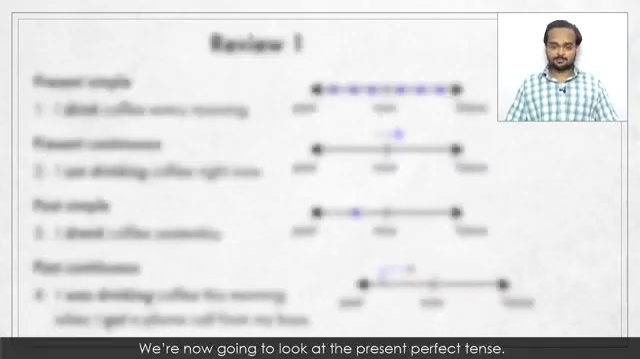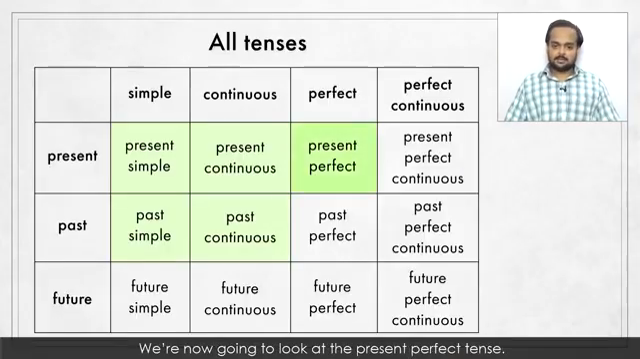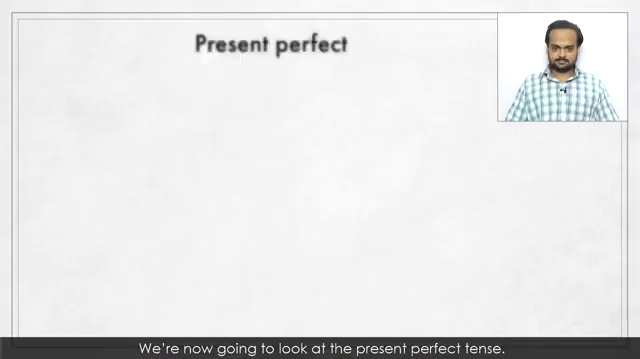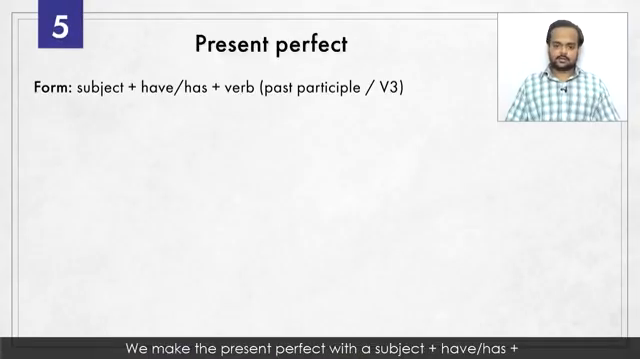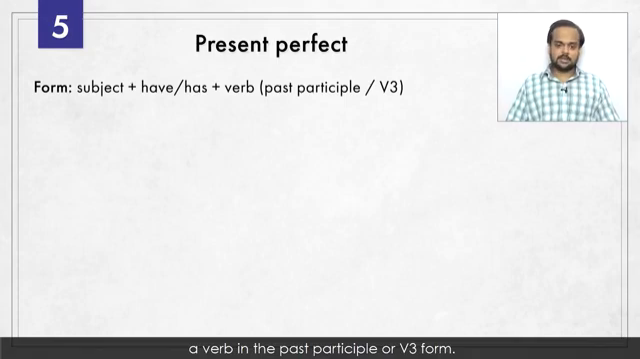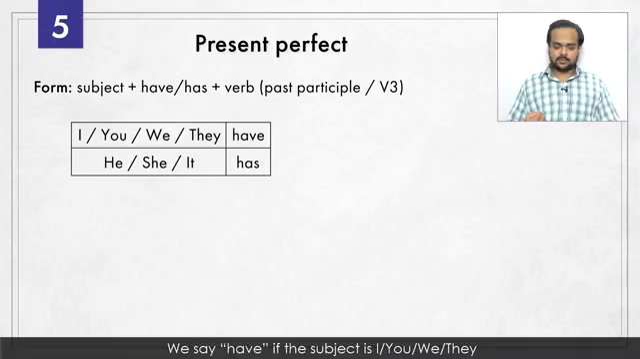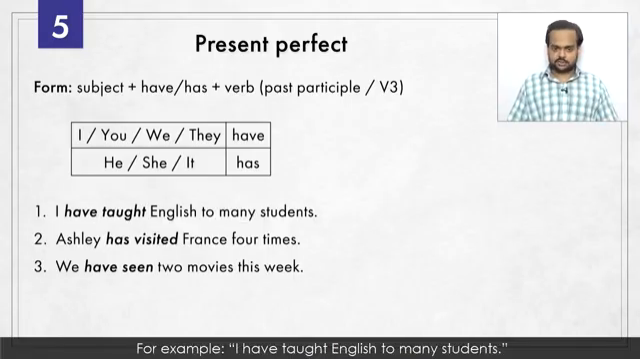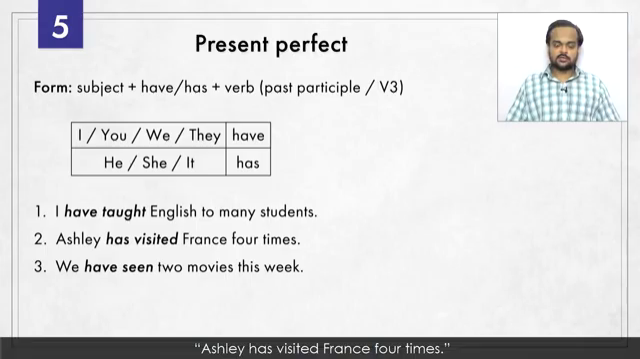Anyway, let's move on. We're now going to look at the present perfect tense. We make the present perfect with a subject plus have or has plus a verb in the past participle or the V3 form. We say have if the subject is I, you, we, or they, and has if the subject is he, she, or it. For example, I have taught English to many students. Ashley has visited France 4 times. We have seen 2 movies this week.